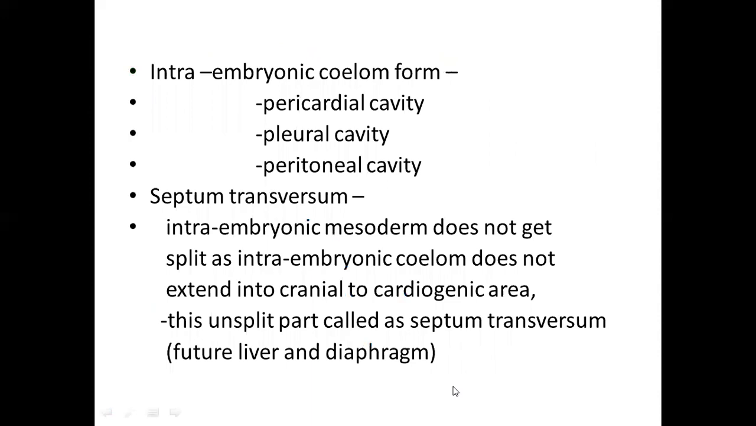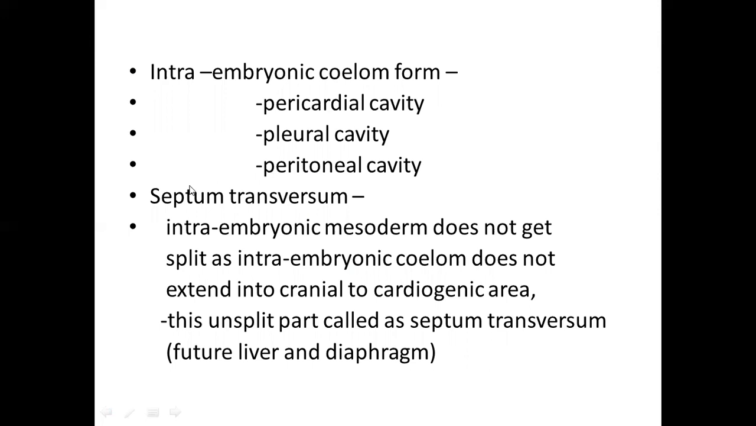Now, what does this intraembryonic coelom form? So, the intraembryonic coelom forms basically three important cavities of our body. One is the pericardial cavity, another is the pleural cavity, and third one is the peritoneal cavity. So, these three cavities of the body get formed from this intraembryonic coelom. Now, pericardial is around the heart. Pleural cavity comes around the lung. And peritoneal is the abdominal cavity.